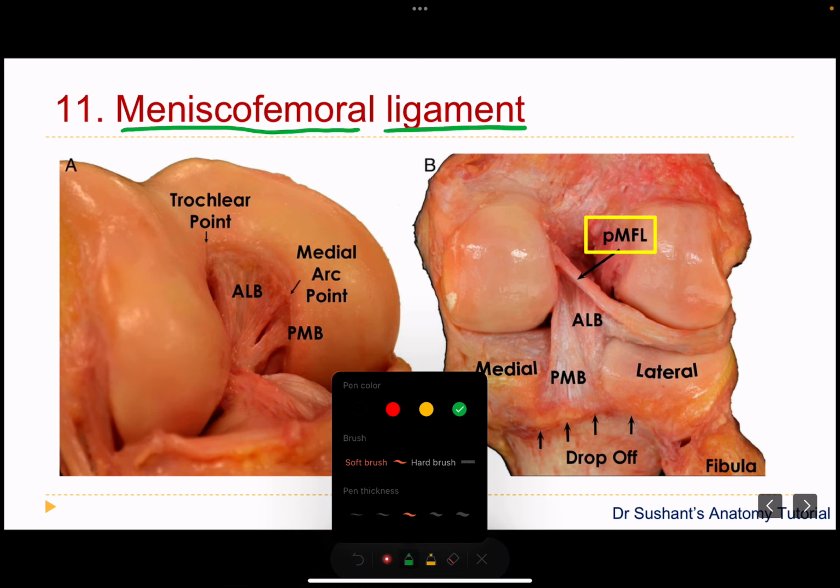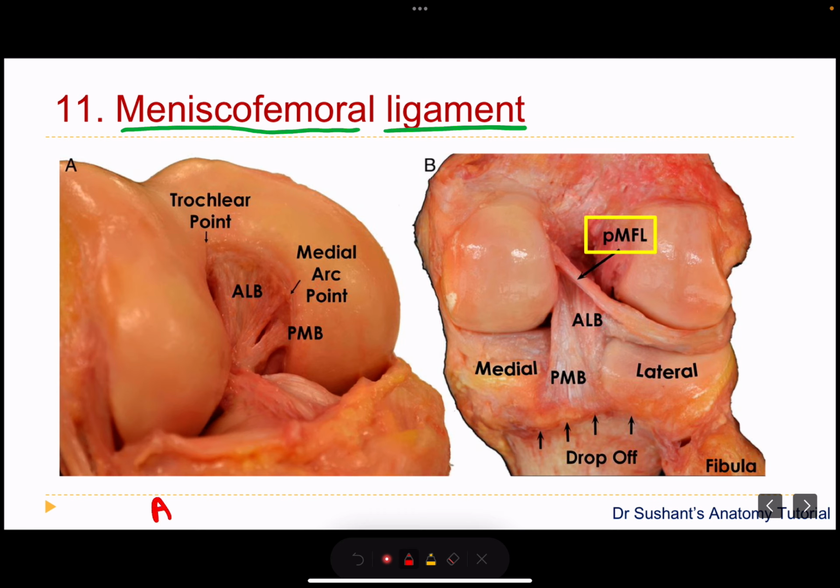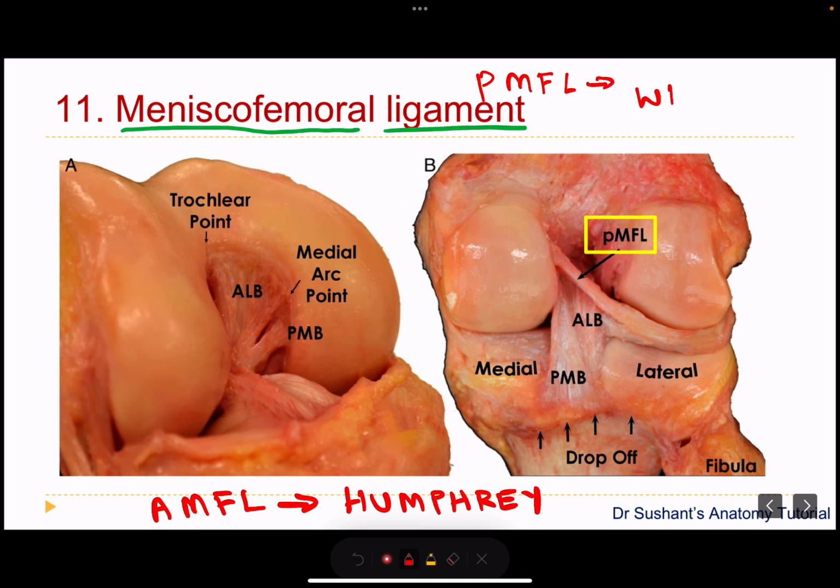The anterior meniscofemoral ligament is known as the ligament of Humphrey. Whereas the posterior meniscofemoral ligament is known as the ligament of Risberg. The anterior meniscofemoral ligament passes in front of the posterior cruciate ligament.